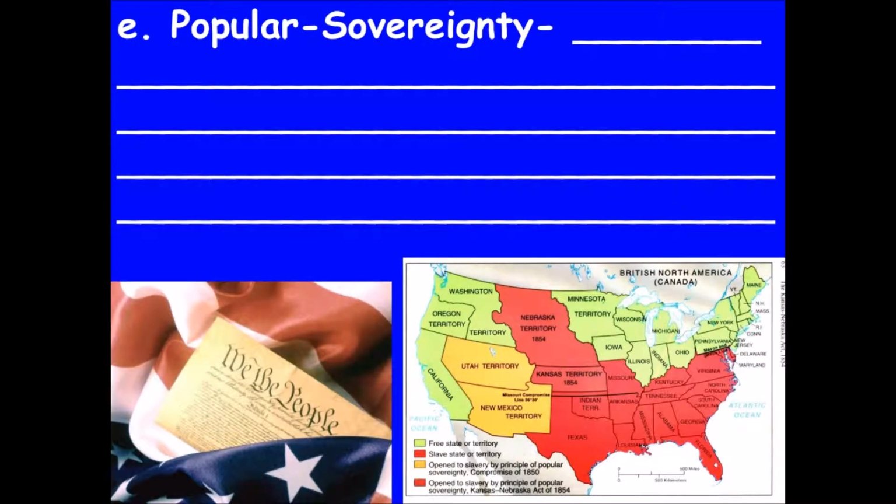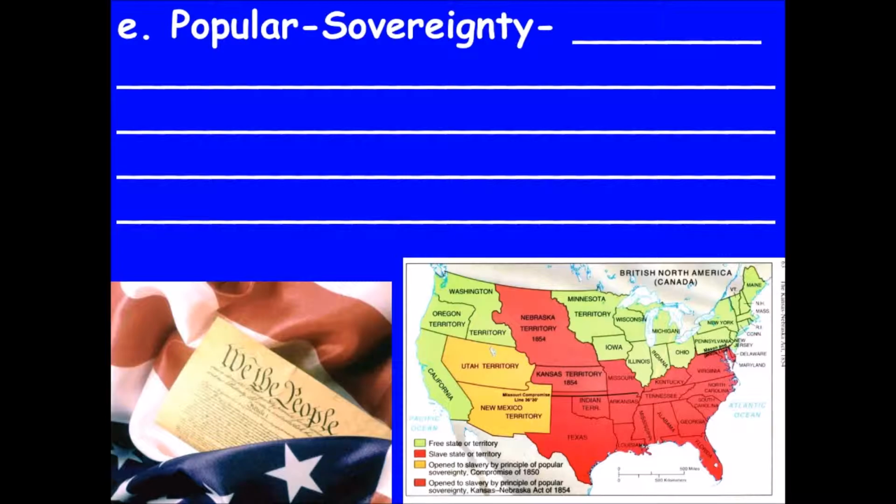Now, popular sovereignty, this is the notion that allows citizens to vote on an issue. So like in the modern time period, back in 2008, there was a popular sovereignty or vote-based referendum issue in California on whether or not to allow gay marriage. It failed, and then later on the Supreme Court kind of came in and made gay marriage legal across the whole country. But it started out as a referendum on the gay marriage issue.